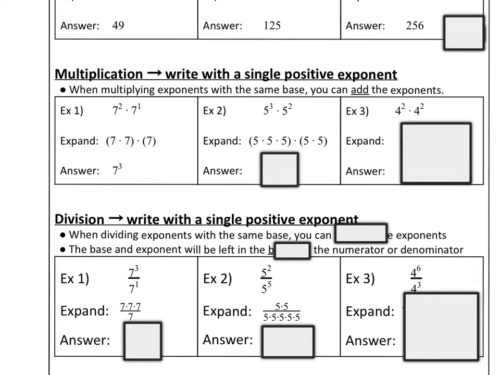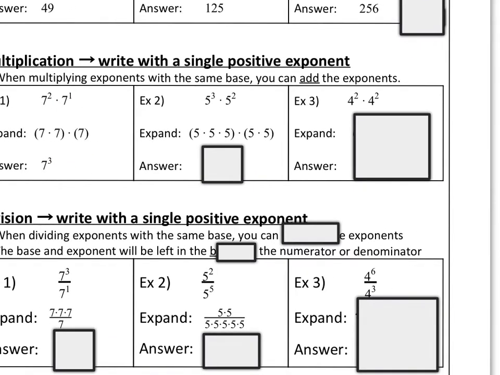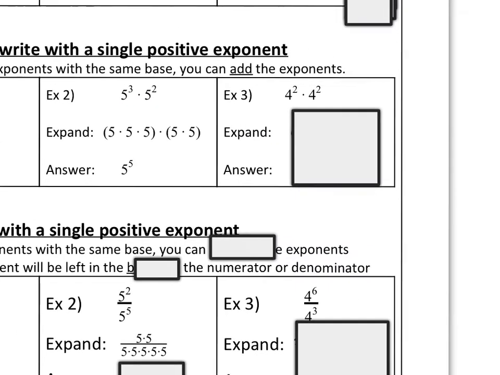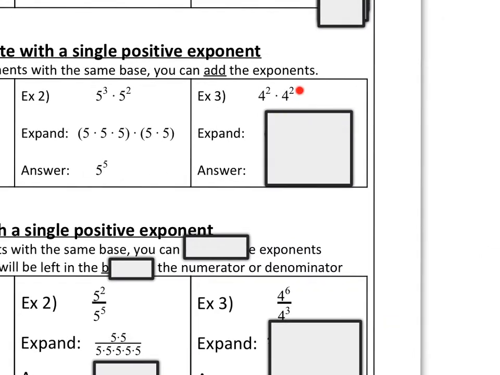For the second example, it looks like we have 5 to the third times 5 squared. That's 5 times 5 times 5 times 5 times 5, giving us a total of 3 plus 2, which is going to be 5 to the fifth power. You try this last one, 4 squared times 4 squared. Make sure you expand it and give your answer. Let's see how you did.